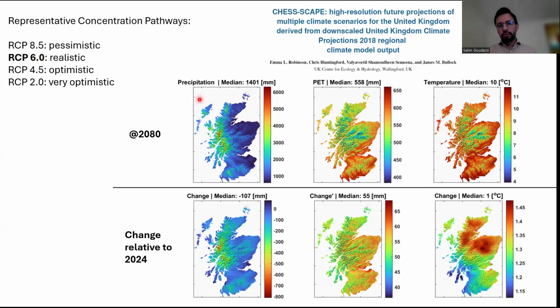On the top row, we're looking at precipitation, potential evapotranspiration and temperature at year 2080. In the bottom row, we're looking at the difference relative to this year, in case anybody had any doubt that there's global warming.